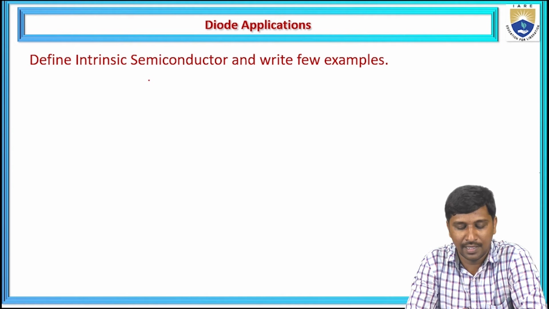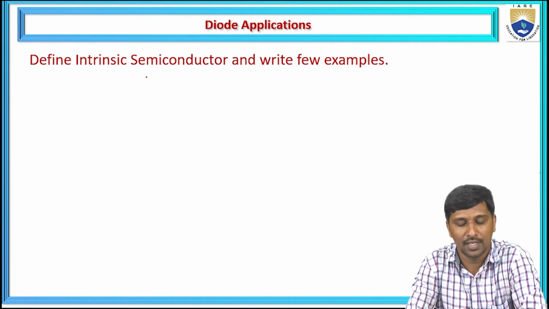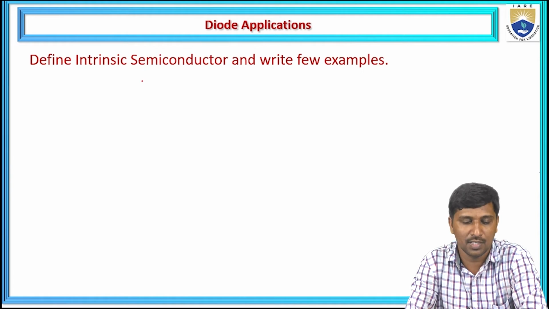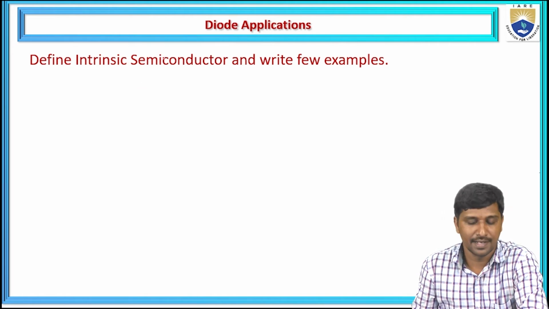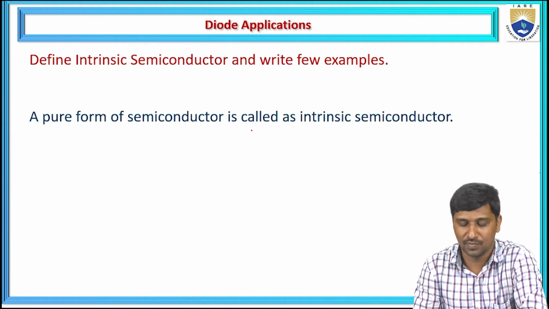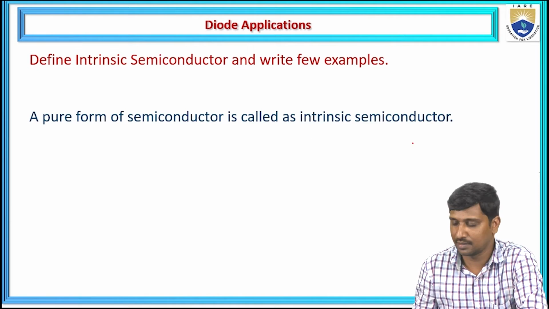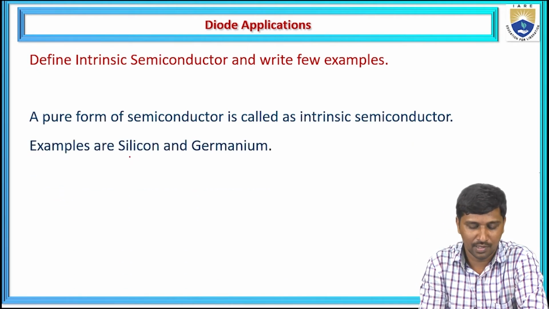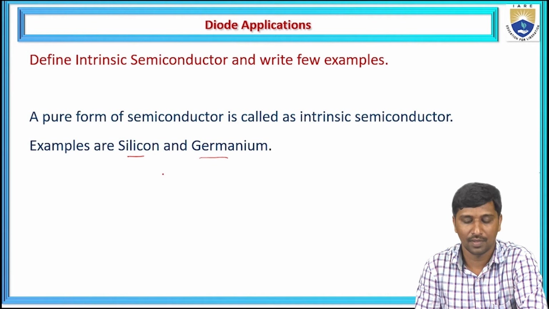Now define intrinsic semiconductor and write a few examples. The pure semiconductor is also called an intrinsic semiconductor. Pure semiconductor materials like silicon and germanium are intrinsic semiconductors. So a pure form of semiconductor is called an intrinsic semiconductor, and the examples are silicon and germanium.